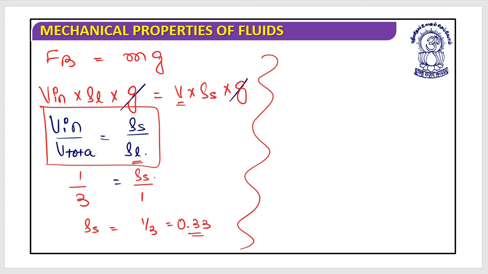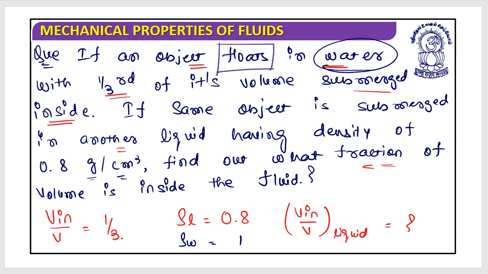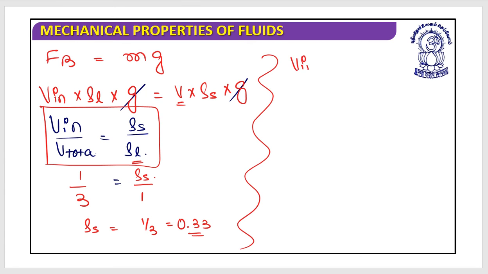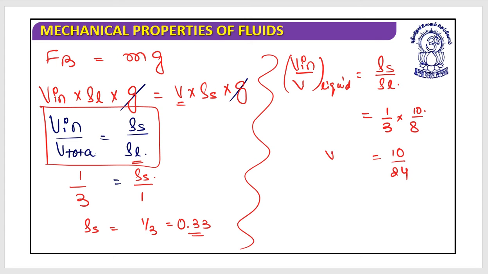Now the second situation: what fraction of its volume is inside the fluid. So this is again V in by V, now for the liquid. This equals density of solid divided by density of liquid. The density of solid is 1 by 3, and the density of liquid is 8 by 10, which is 0.8. So this equals 10 divided by 24. This is the V inside divided by V in this liquid. I hope this is clear. If they want it in percentage, you can multiply it by 100.